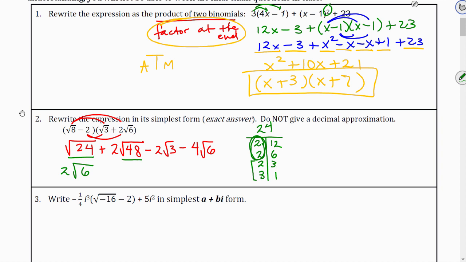Okay? Now, to do root 48, I will still have the plus 2, that's this 2 right here, I have that 2 times root 48. So let's see here, let's go over here.